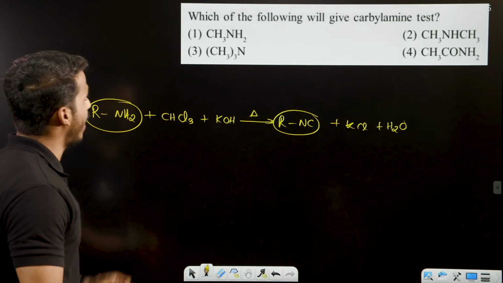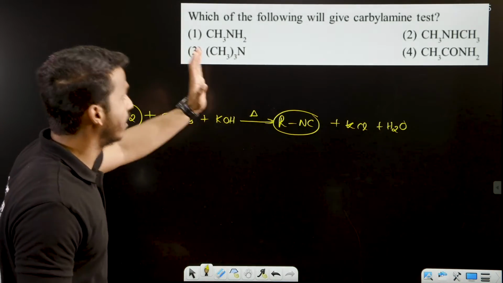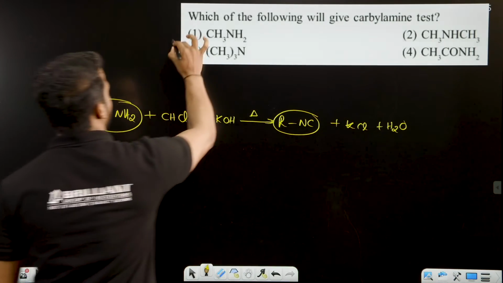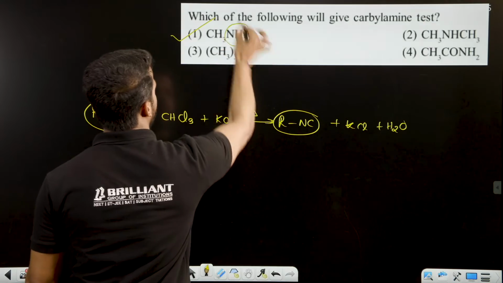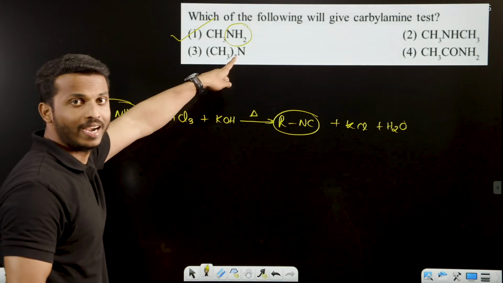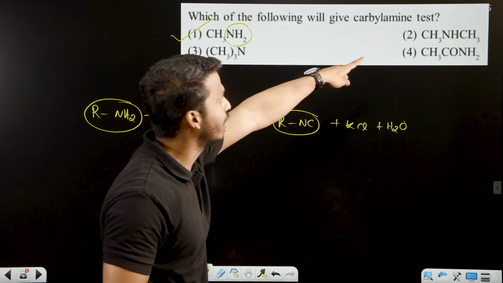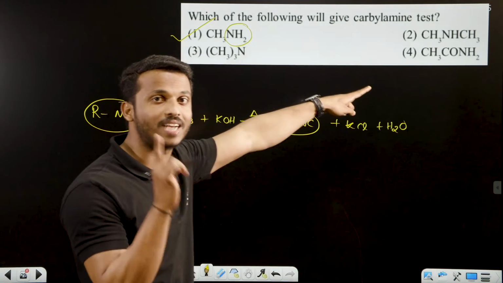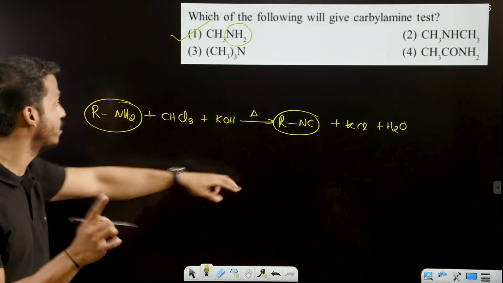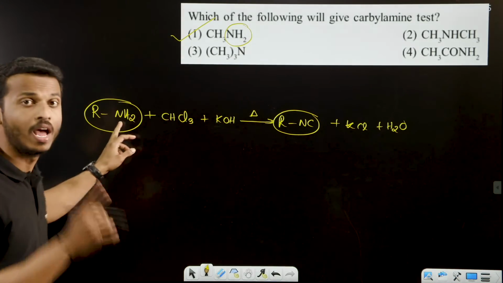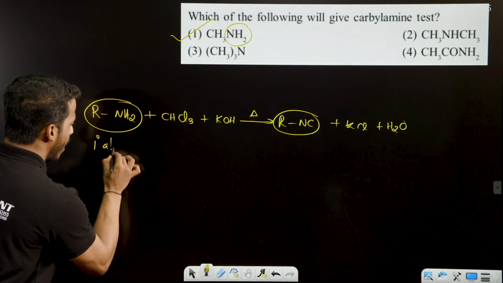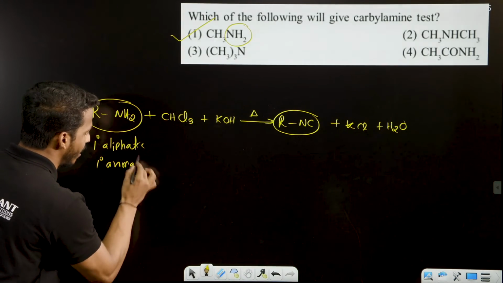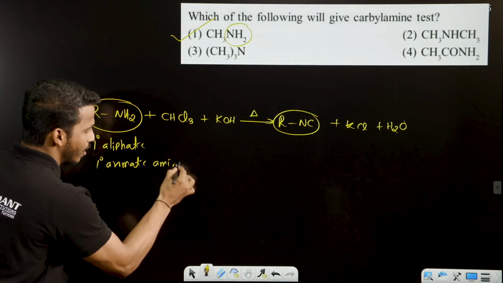So what is the answer? Which of the following will give carbylamine test? That is an amine. Which amine? Primary amine. What about this amine? It is tertiary, right? What about the second option? That is a secondary amine. What is the last one? That is an amide. The starting reagent for this carbylamine test is primary aliphatic or primary aromatic amines. Is the question clear to all of you?